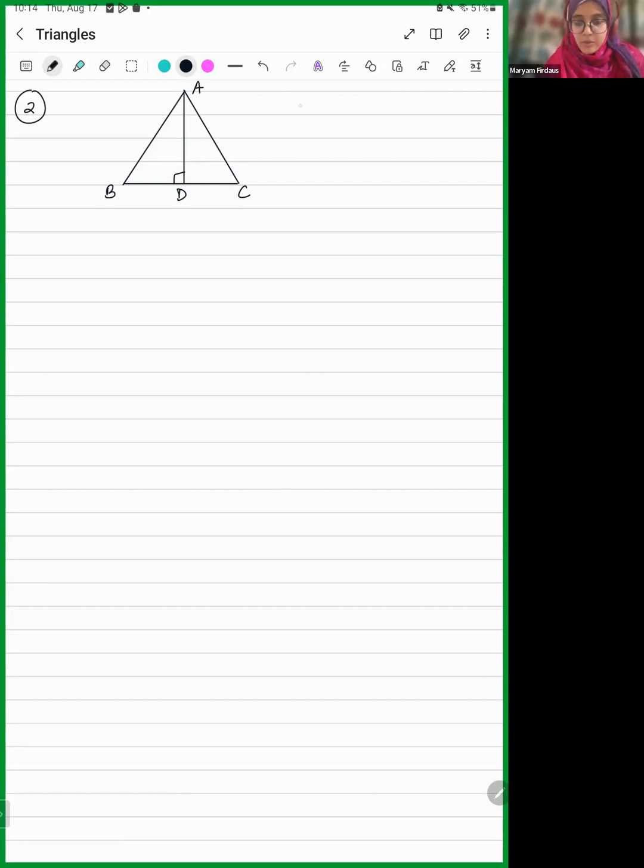So what is given to us? Given that AD is perpendicular to BC. You gave us the same type of question in the homework also, right? Okay, let me just check. But both the angles were 90 degrees, not one.